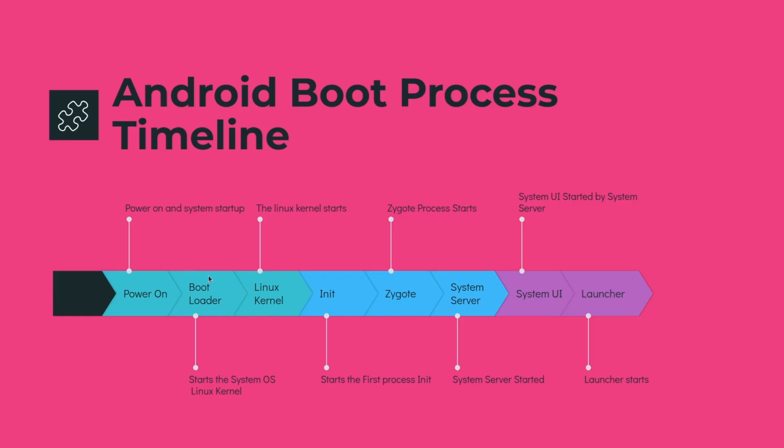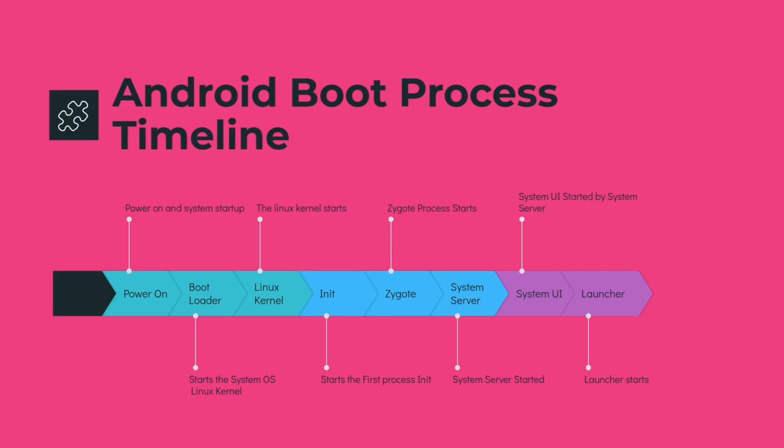The bootloader is a small program which runs before the operating system starts running. Its main function is to start the system OS. In our case, this bootloader will start the Linux kernel. As we know, Android is based on the Linux kernel, so the bootloader is basically responsible for starting it. Once the Linux kernel starts, it sets the protected memory and cache, and it loads all the system drivers like the audio, video, graphics drivers, all sorts of drivers.